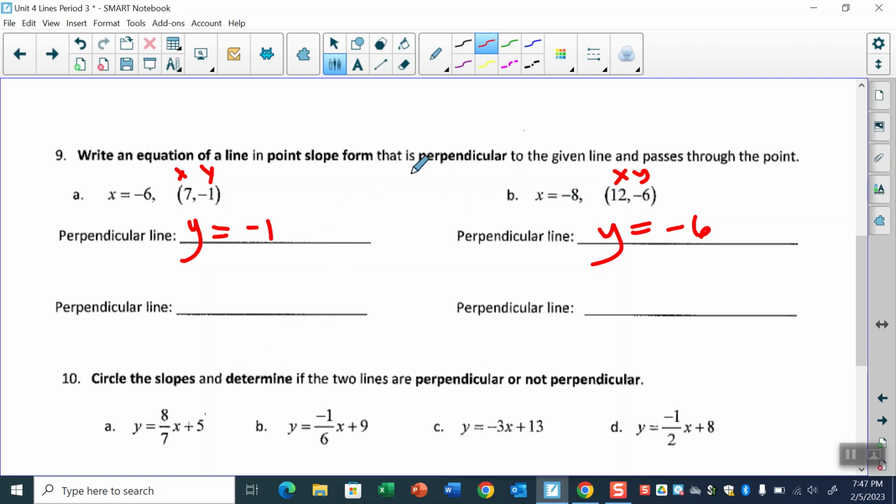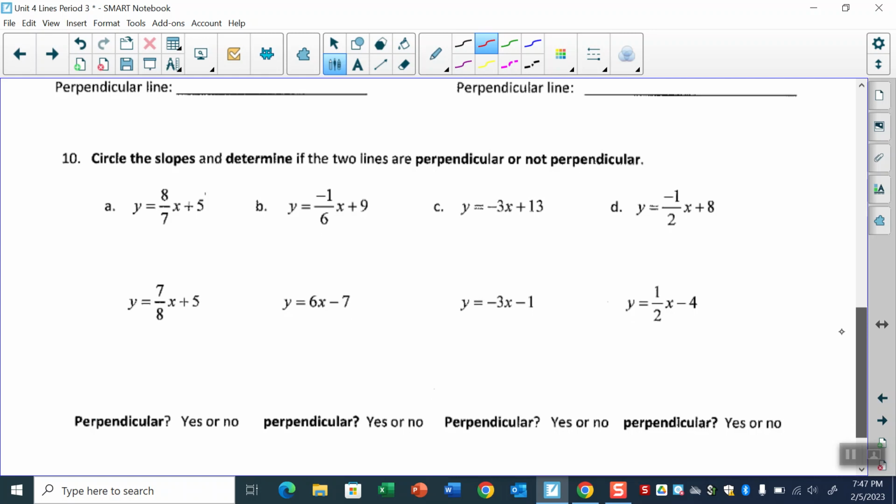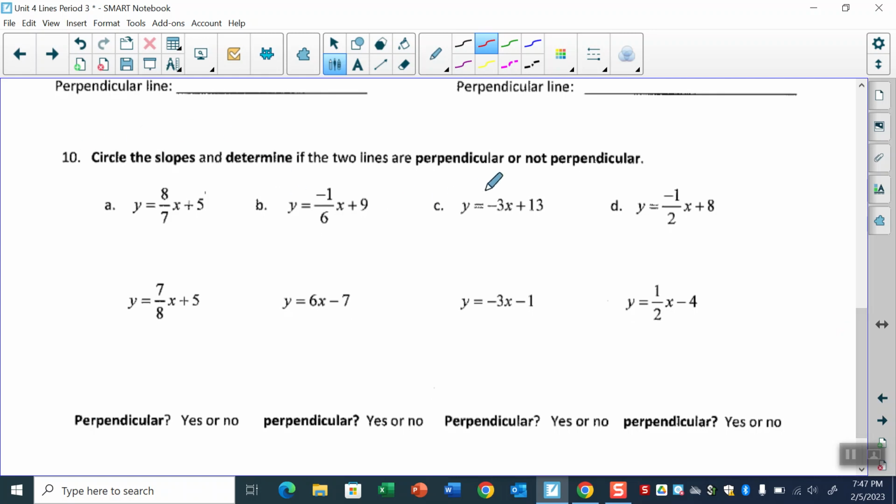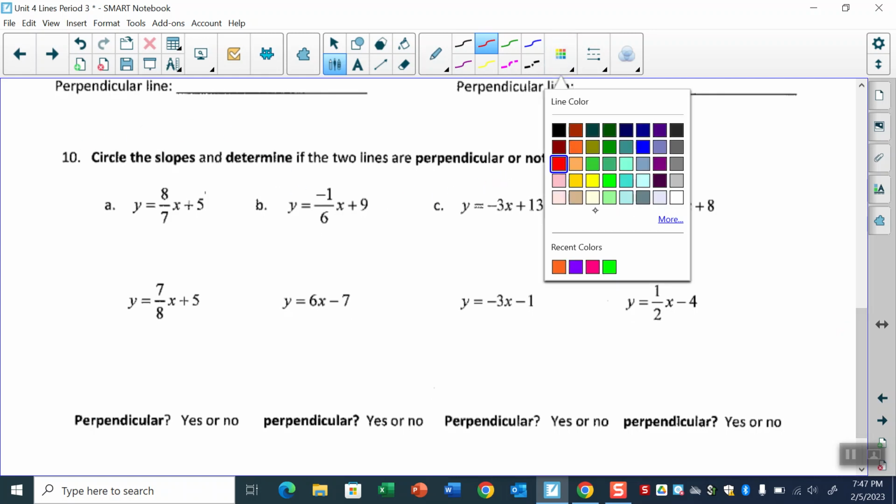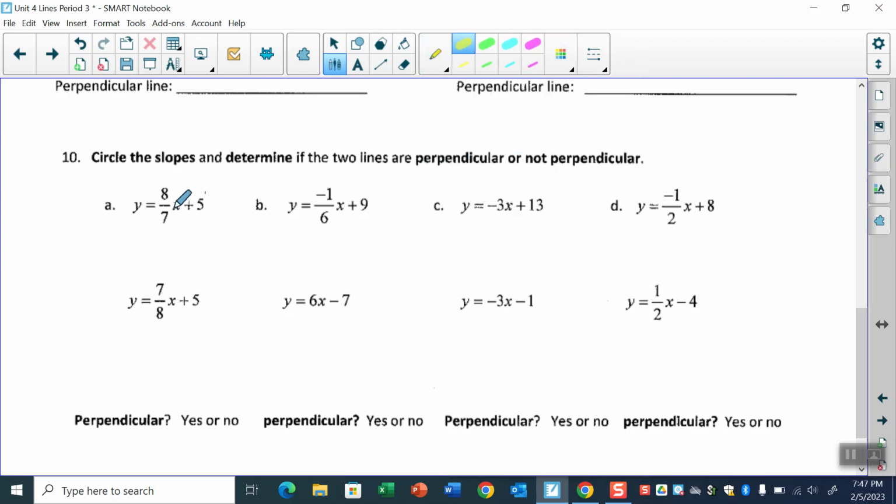All right, now this is talking about doing point slope form, and we'll just jump from here to here. Now this says circle the slopes that are perpendicular. So here we go. We'll highlight. If I want them to be perpendicular lines, I don't care about the y-intercept. All I care about is the slope.